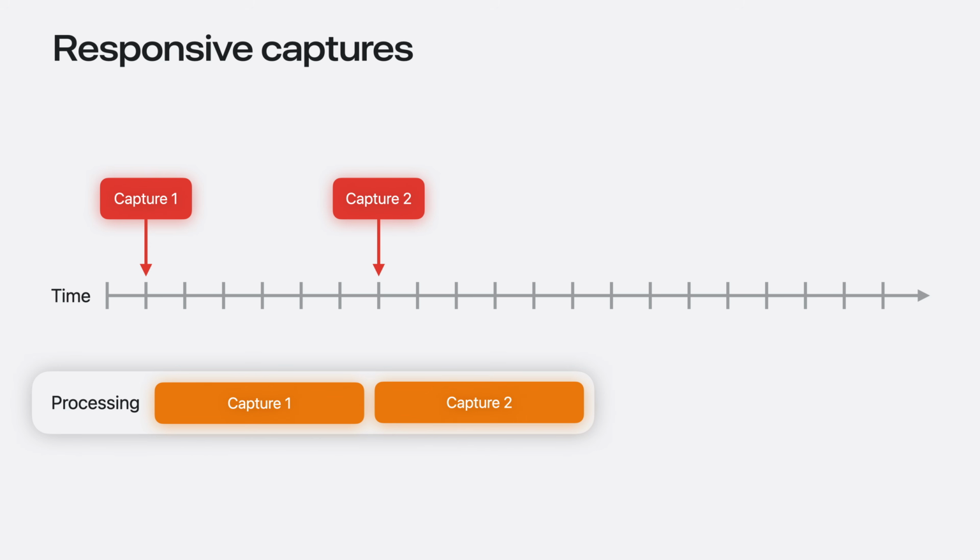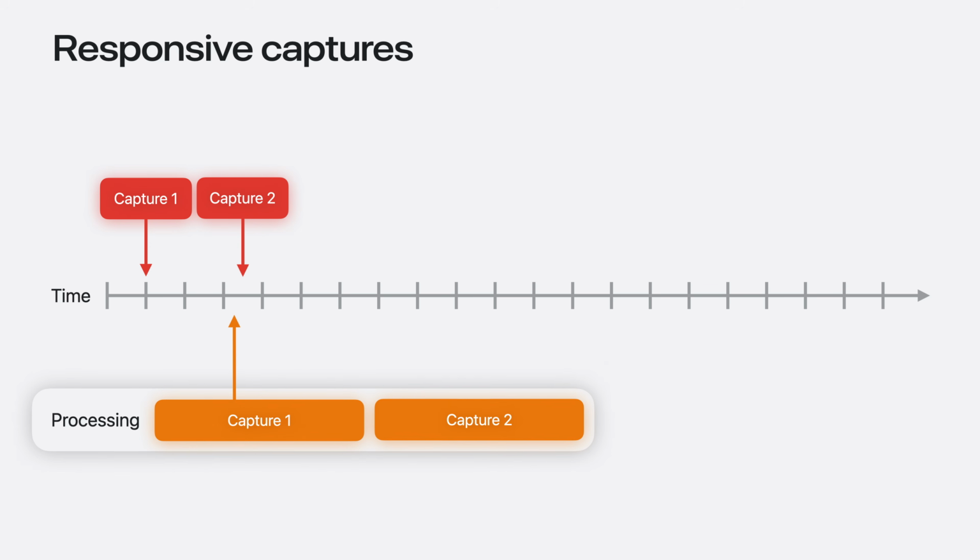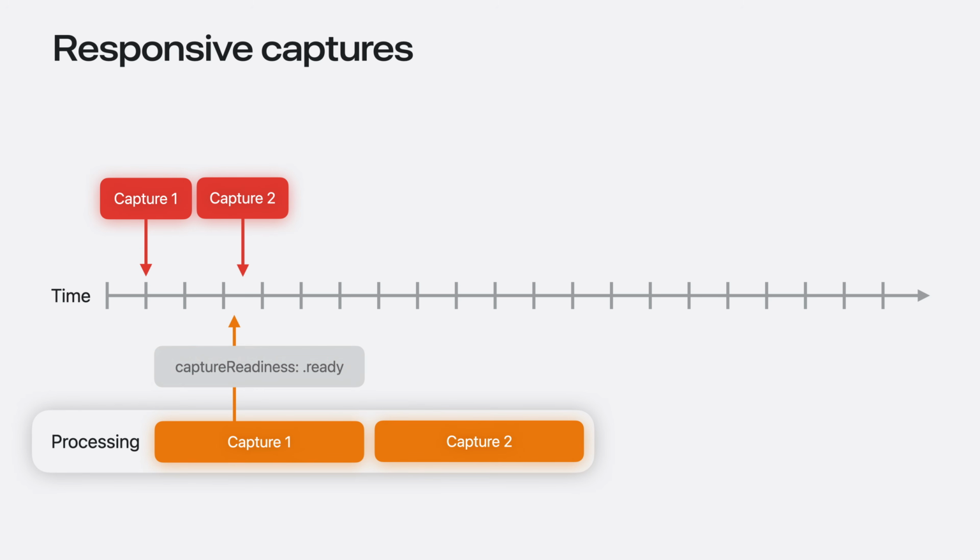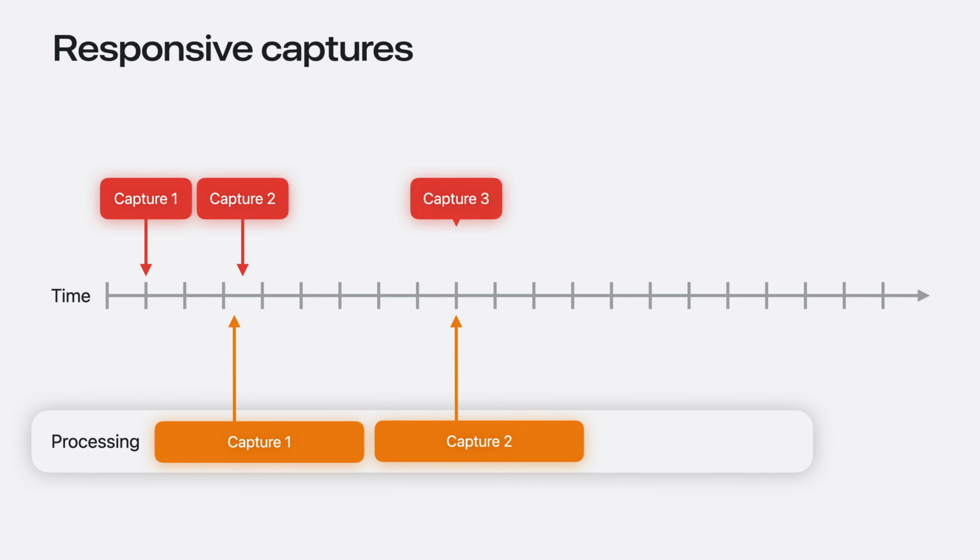A new capture can begin once the capture stage of the previous photo finishes. No need to wait for processing. Observe the capture readiness property on AVCapturePhotoOutput to know when the next photo can be captured. This reduces the shot-to-shot delay for the second photo. It helps you avoid missing the moment. But keep in mind, each photo still takes the same processing time as before.